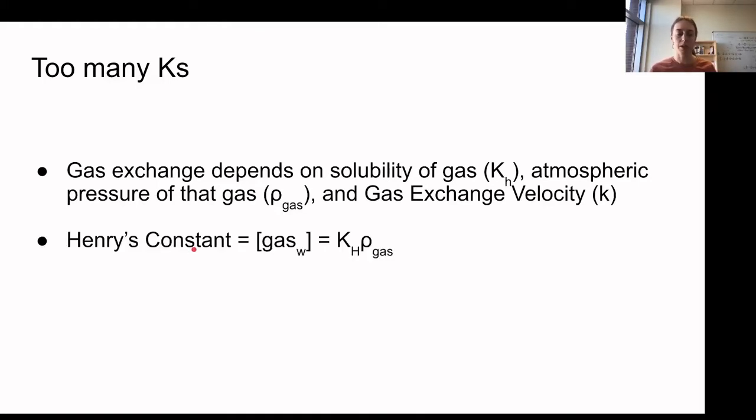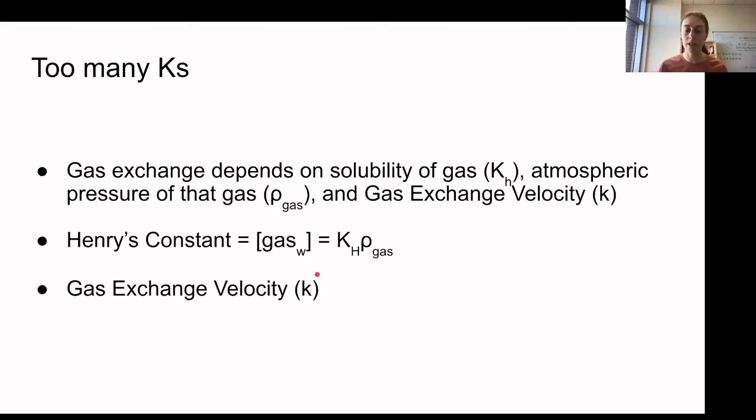So as you will remember from the previous lecture, Henry's constant is Kh. The concentration of gas is a function of this Kh, this Henry's constant, which is unique to the gas, and the partial pressure of that gas.